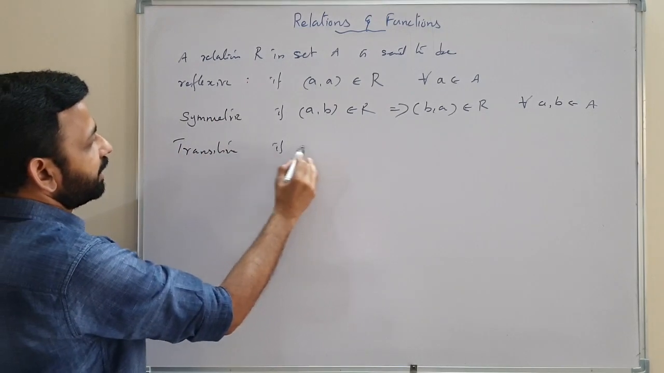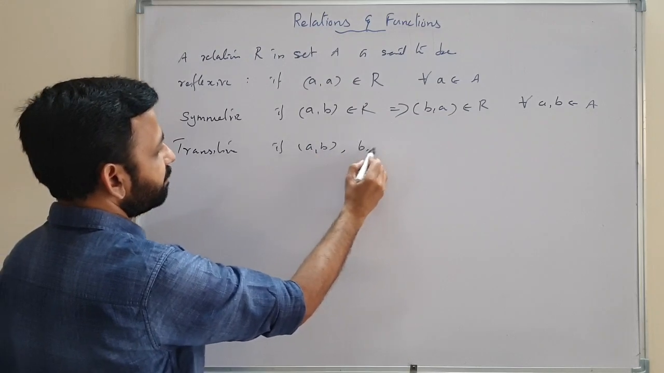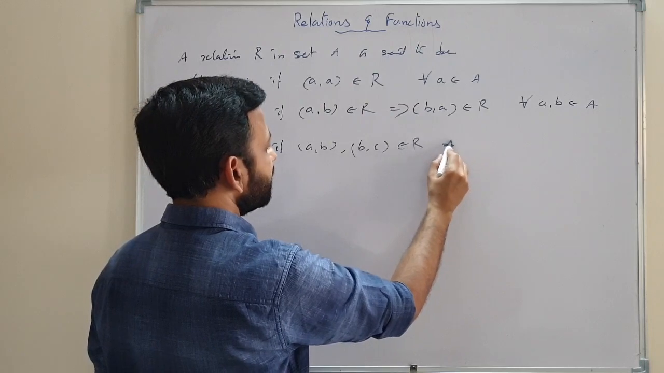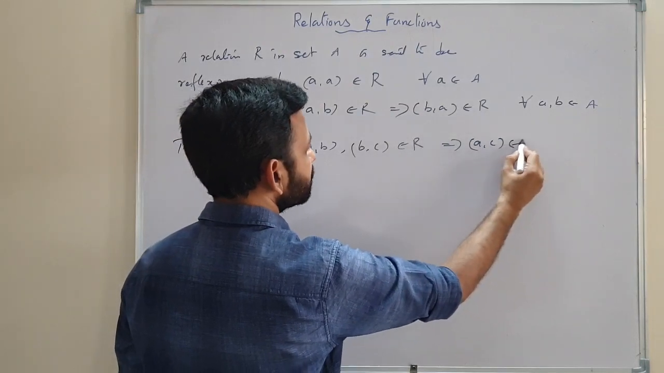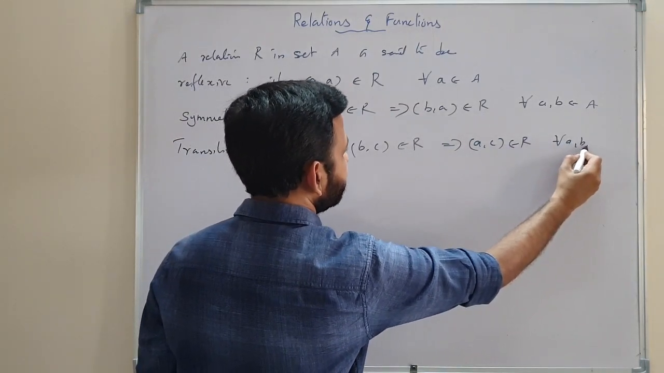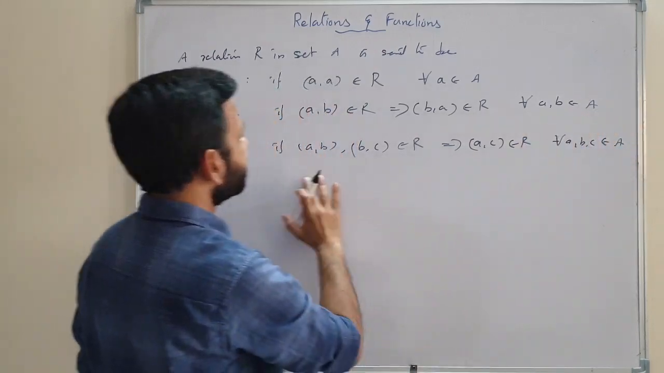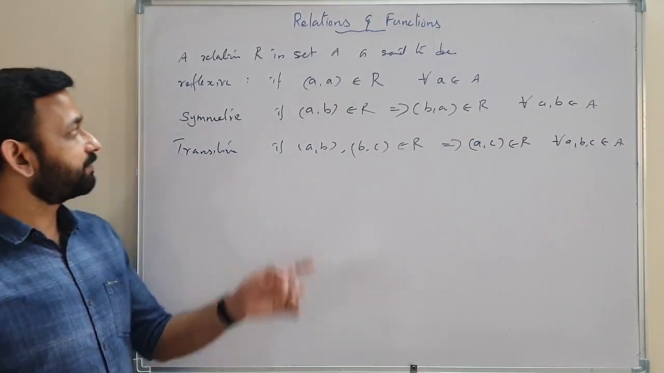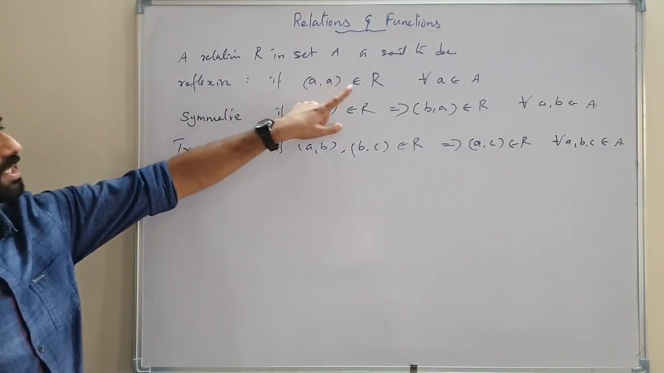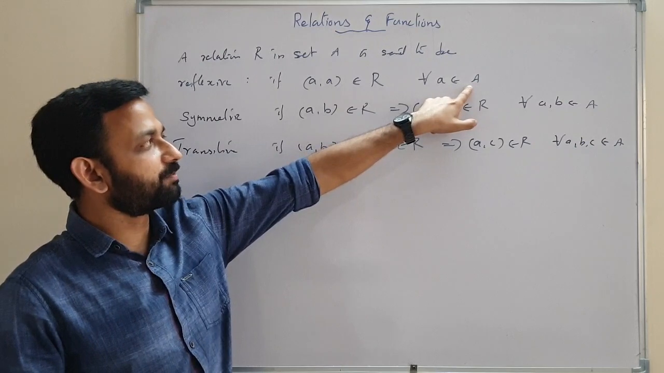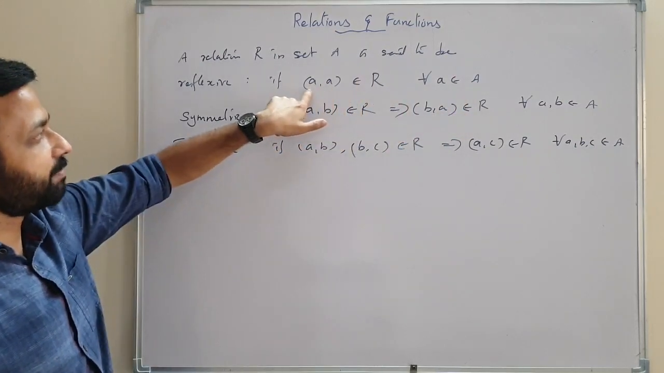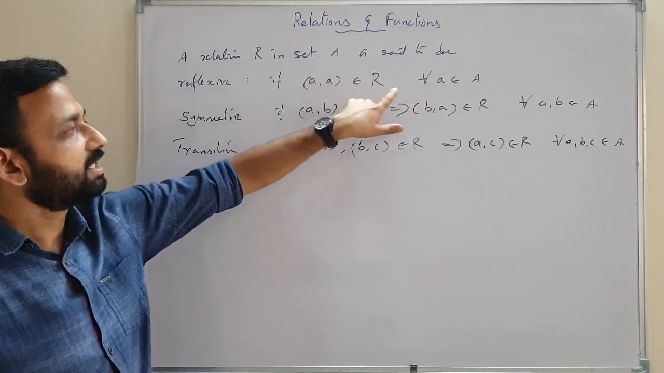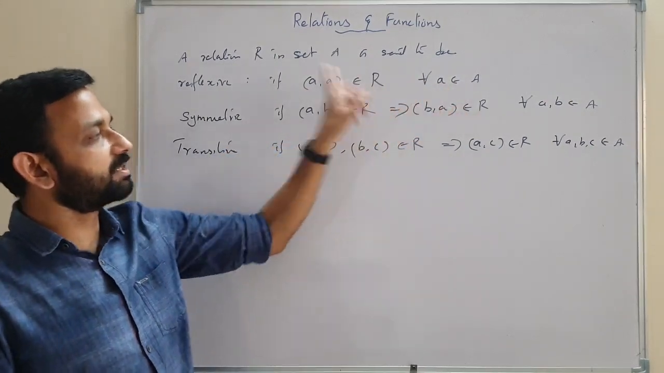Transitive: if (a, b) and (b, c) belong to R, implies (a, c) belongs to R, for every a, b, c belonging to A. Then we can say that it is a transitive relation. So the first one is reflexive. That means when we take any element from A, if the ordered pair (a, a) belongs to R for every element of A, that is reflexive.